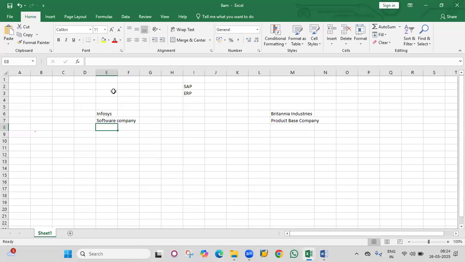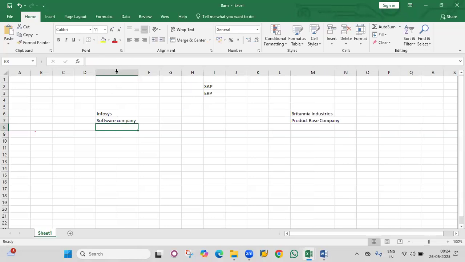So what is a software company? They will do only software services. You want Oracle? They will provide you the solution. You want Microsoft Dynamics? They will give the solution. You want an SAP solution? They will provide it. You are facing any problem with SAP? They will give the solution. Like that, all software companies like Infosys or TCS will be providing you software services. For whom? For the product-based companies.